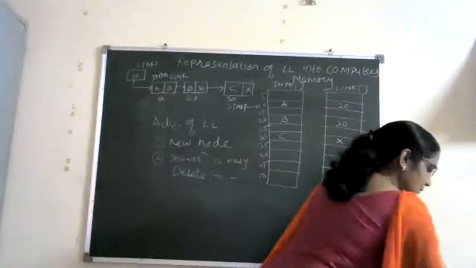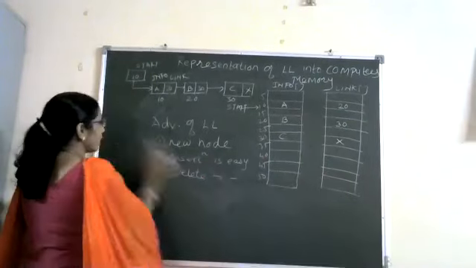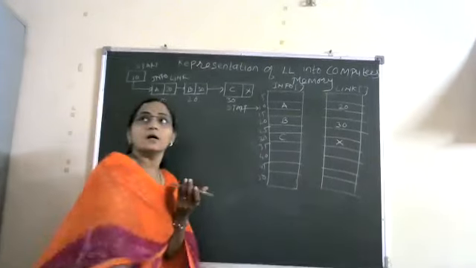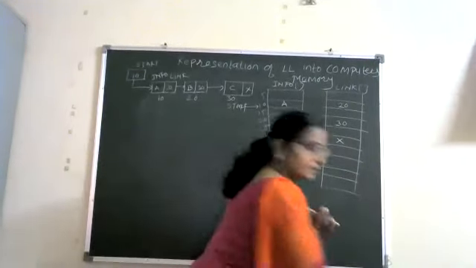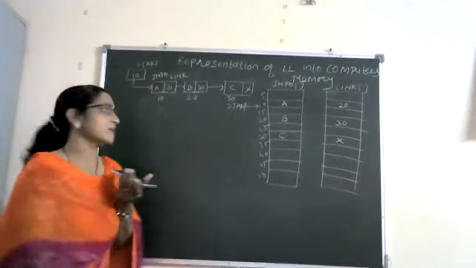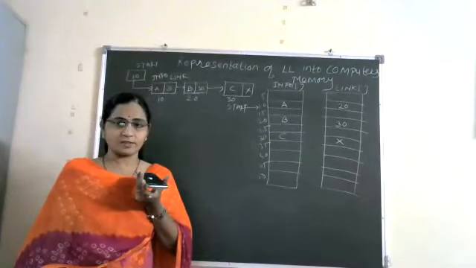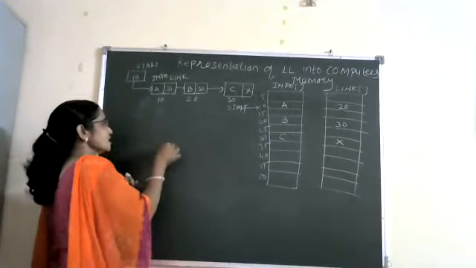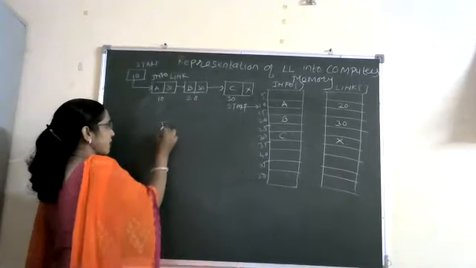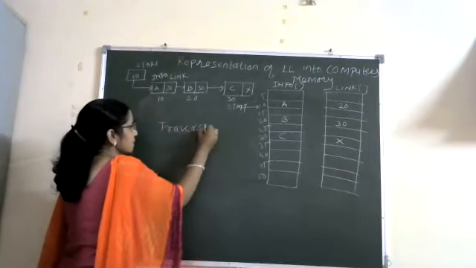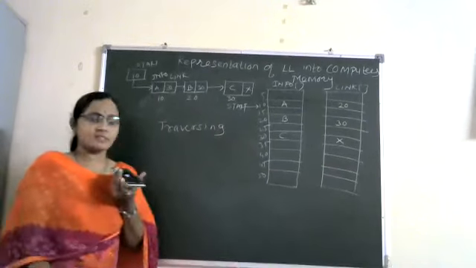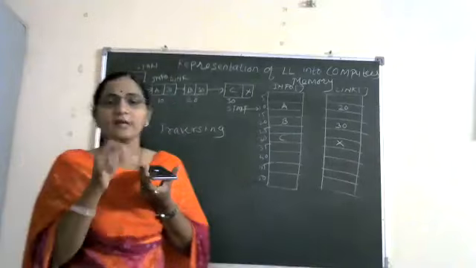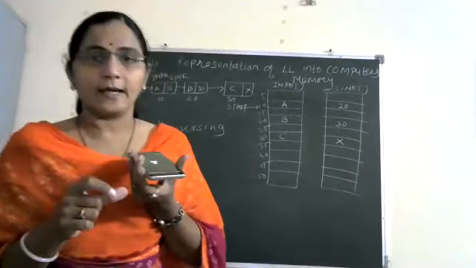Now the next point is the operations of linked list. I think the operations of linked list we will continue in the next lecture. In the operations, the first operation we are going to learn is traversing. What do you mean by traversing? Traversing means to visit and print the data.